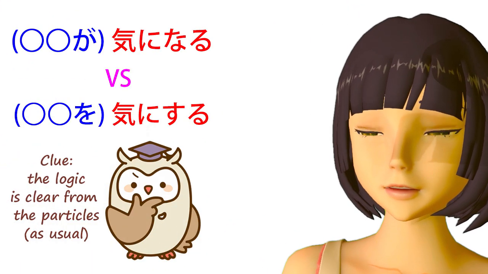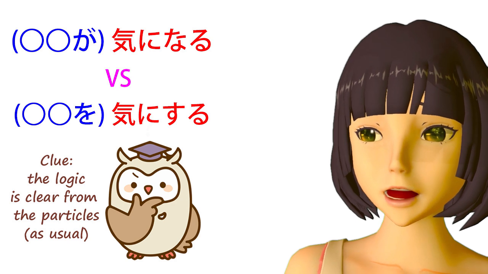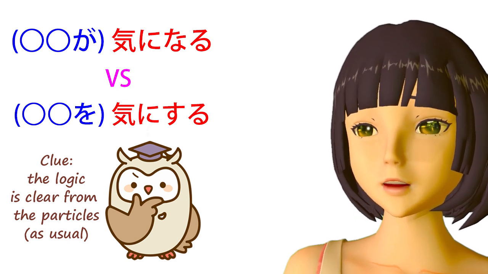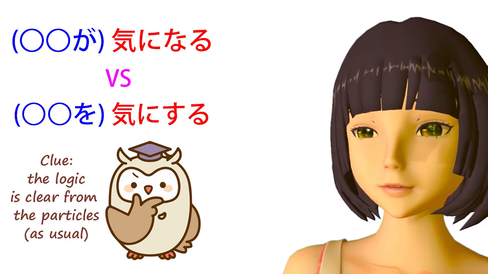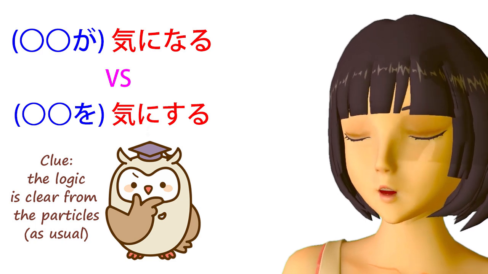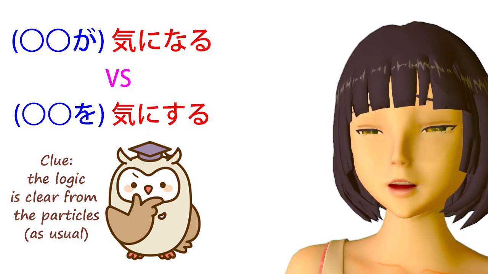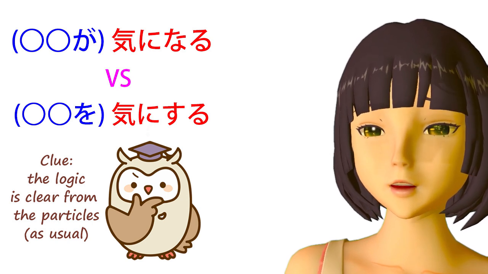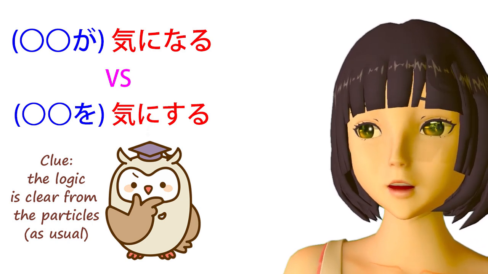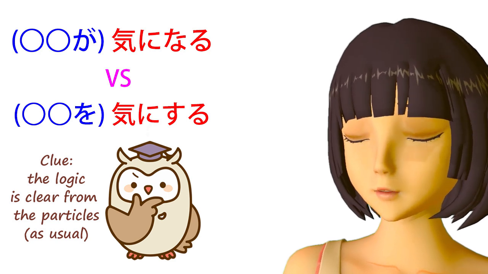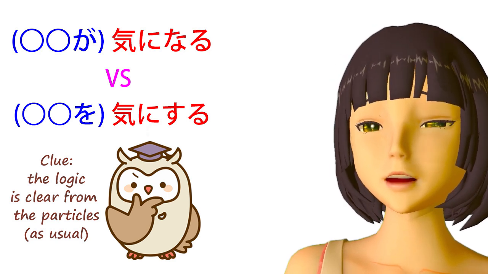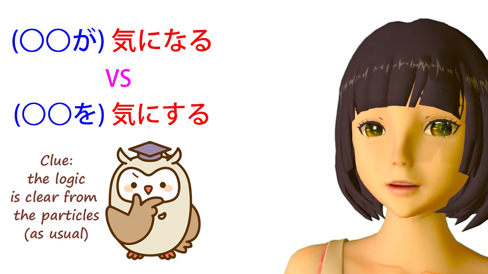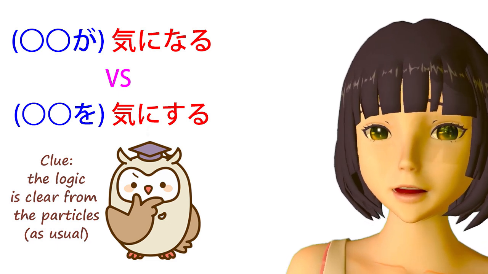So what does it mean when we talk about ki ni naru and ki ni suru? We're saying that something becomes our spirit. What do we mean by that? Well, to understand that, we need to understand something else. We need to understand that becoming a feeling, an emotion, the expression of emotion, is something that we do in Japanese. We don't do it in English.